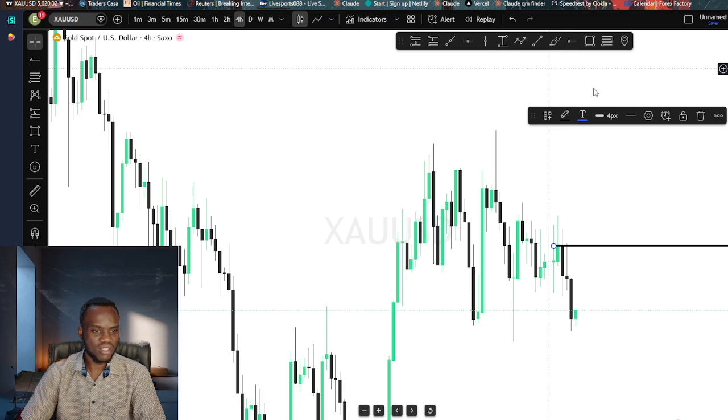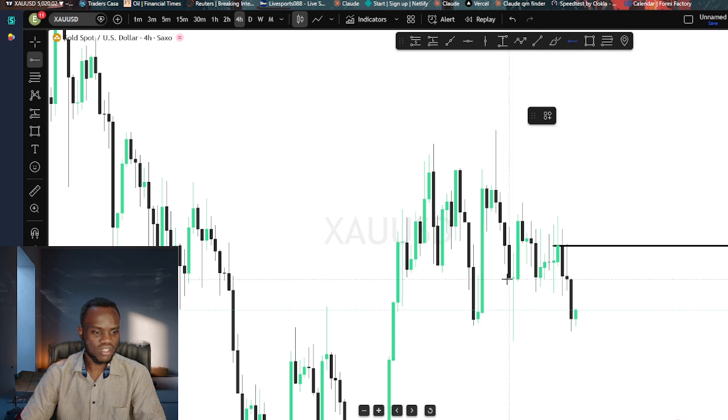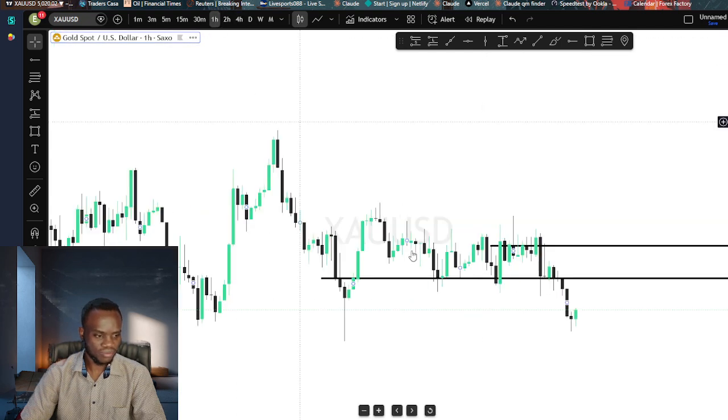Let me first mark the key levels I have. I have that support zone here, and I have this support zone here. The other one's a resistance zone. It's a support zone, so maybe market may retrace up to this level. When we go on 1 hour, we can see that market retested and rejected this left shoulder. After rejecting this left shoulder, market had to sell off.